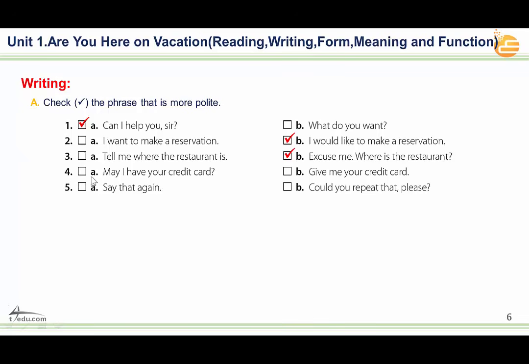Excellent. Number four, A, may I have your credit card? B, give me your credit card. A or B? Excellent. A. Number 5. A, say that again. B, could you repeat that, please? So what do you think? What is more polite? B. Excellent. Okay. Could you repeat that, please?